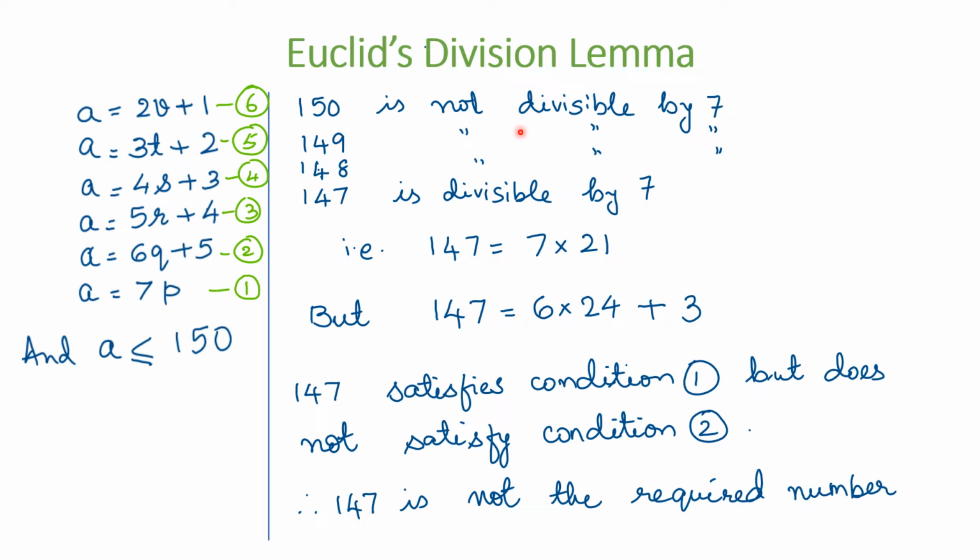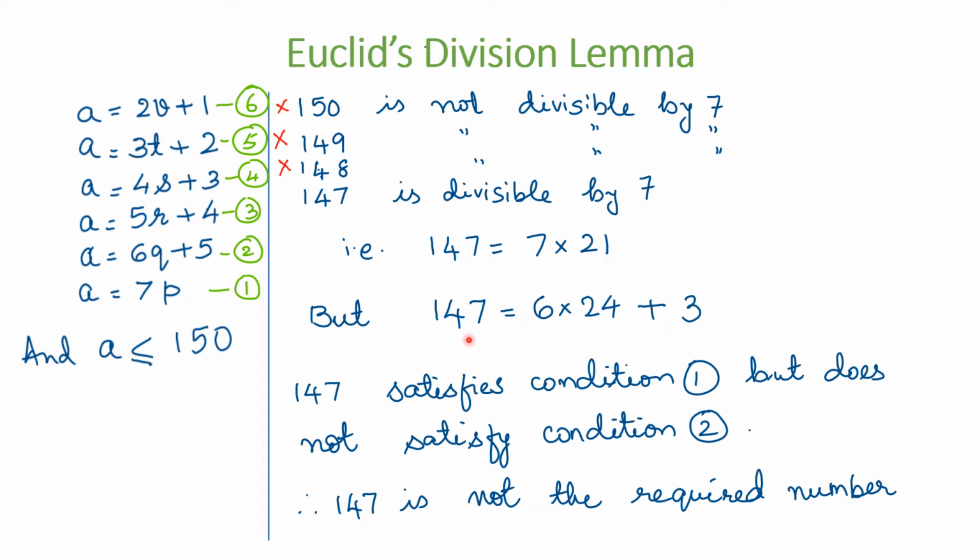Similarly, 149 is also not divisible by 7. 148 is also not divisible by 7. And therefore, my A, the number of eggs, cannot be 148, 149 or 150. But when I come to 147, you see that 147 is divisible by 7. That is, 147 is equal to 7 into 21.